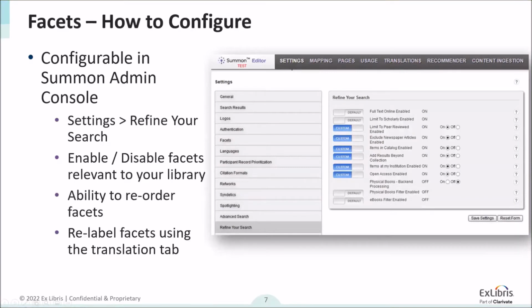All right, so how to configure these facets? Like I mentioned before, this is going to be configurable in your Summon admin console. So you'll go up to the top under settings, and then on the left-hand side, you'll go to refine your search. And here is where you can enable and disable facets relevant to your library. So here you'll choose on or off, and you'll want to save settings. You also have the ability to reorder your facets and then also relabel them using the translations tab. And we'll get into how you can actually do that in the next slide.